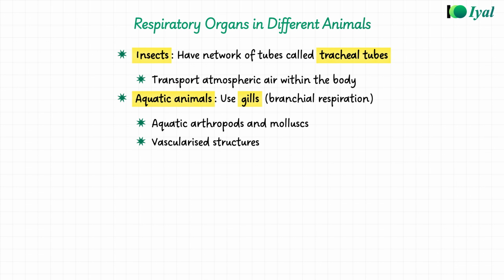Now insects, they are more advanced. They have this network of tiny tubes inside their body called tracheal tubes. These tubes carry air directly from the atmosphere into the body. Very clever system, no? Then you have aquatic animals. Fish, crabs, they live in water. How can they get oxygen from air? They cannot. So they use gills. Gills are these special vascularized structures that extract oxygen dissolved in water. That is branchial respiration. The word branchial means gills.